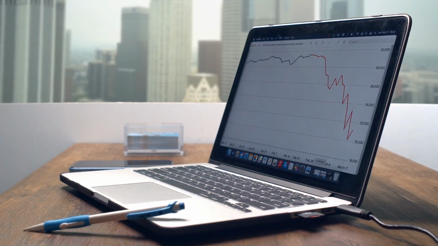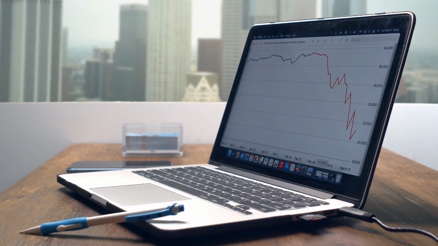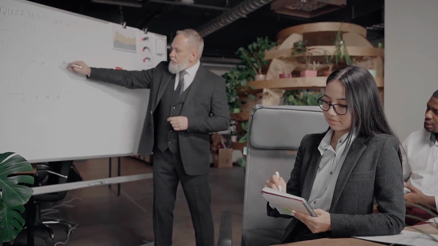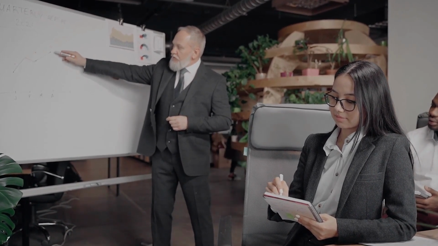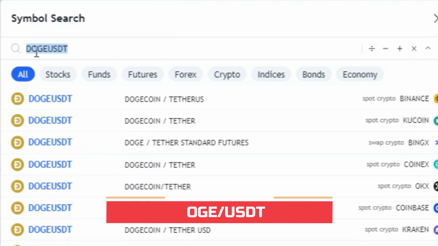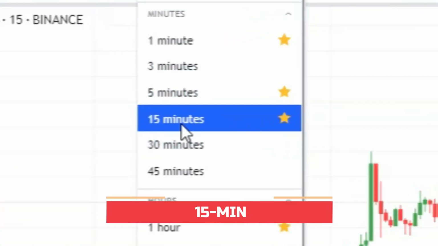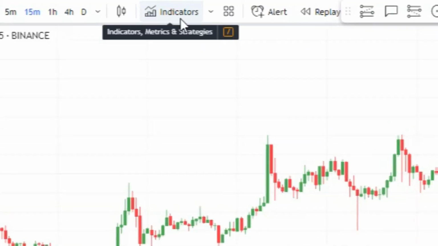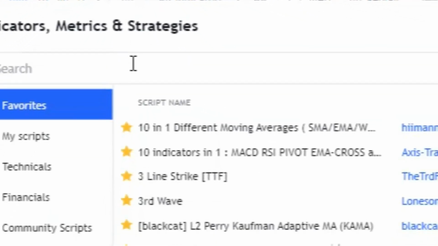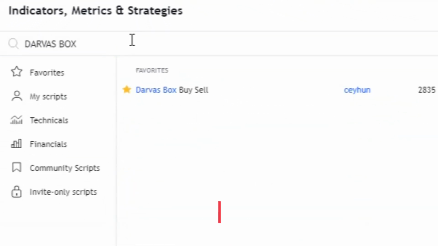In this video, I will be sharing a potentially profitable trading strategy that could help offset any trading losses you may have experienced. So open a Dogecoin chart and choose a 15-minute time frame. The first indicator I use in this trading strategy is the Darvas Box Buy-Sell indicator.